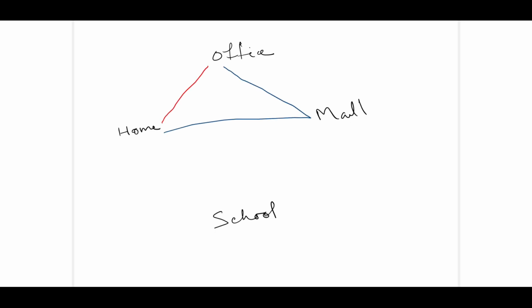Let's keep the city small for a moment. Here is your home, and this is your office, and we have a mall here, and let's say a school here. So even in this tiny map, there are multiple ways to reach from your home to office, either by route 1 or by route 2 or by route 3. So you might think, why not calculate every possible route and simply choose the fastest one?